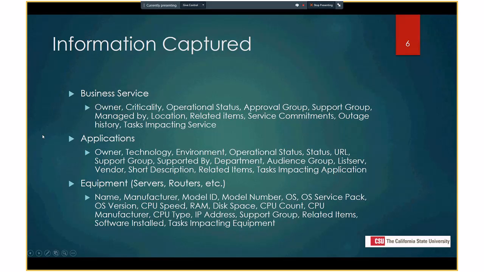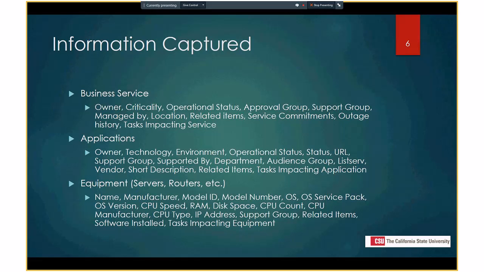Stuff that we collect, like in a business service, the information we collect would be the owner of the business service, the criticality of that business service, what the operational status is, who the approval group is for that, support groups, who it's managed by, where that business service is located. Any related items such as applications and servers would be tied into that business service. Any commitments that we have agreed to provide for that business service would be specified within there as well.